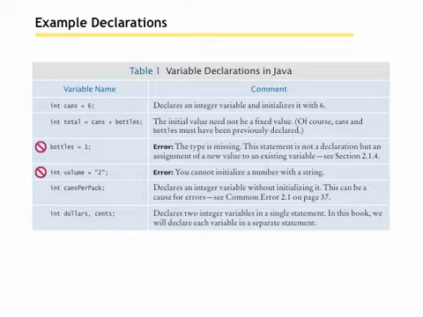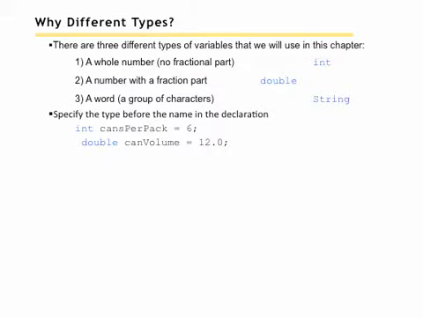Looking at the next line, int cans per pack, that declares a variable called cans per pack, but it does not provide an initial value. Similarly, int dollars, comma, cents declares two variables, one called dollars, one called cents, and they each store a whole number. They are both integers.